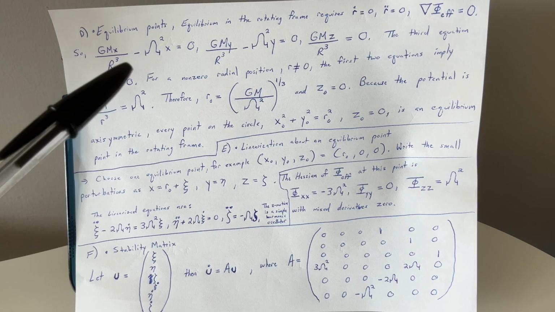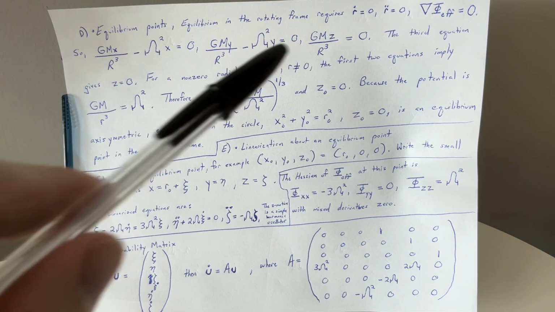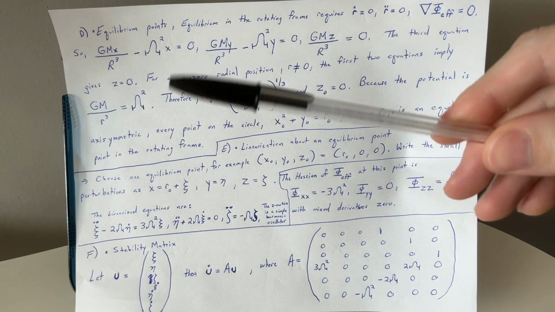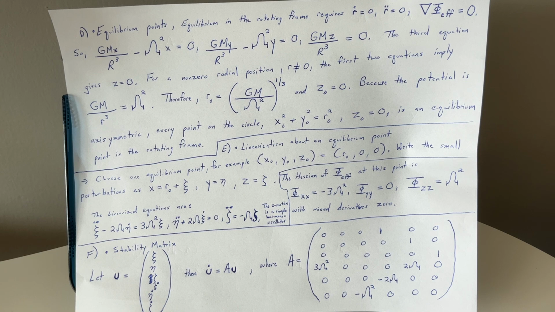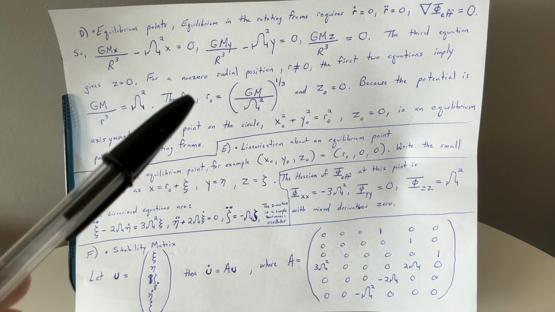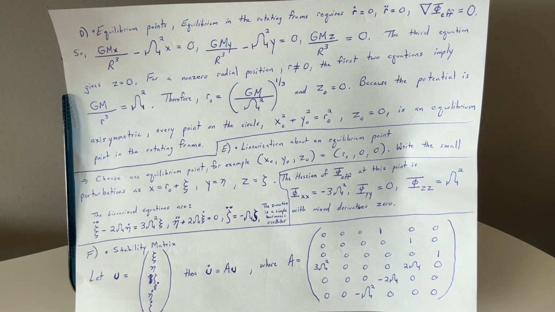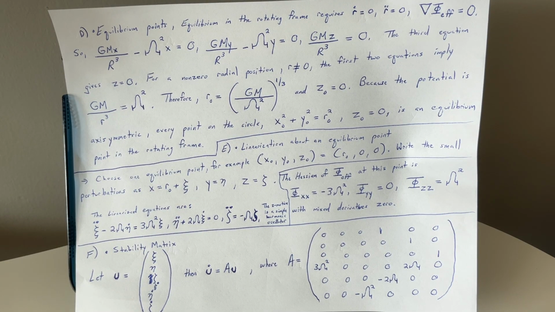So GMx over r cubed minus omega squared x equals 0. GMy over r cubed minus omega squared y equals 0. And GMz over r cubed equals 0. The third equation gives z equals 0, and for a non-zero radial position, r cannot equal 0. The first two equations imply that GM over r cubed equals omega squared. Therefore, r naught equals GM over omega squared, that quantity raised to the 1/3, and z naught equals 0.